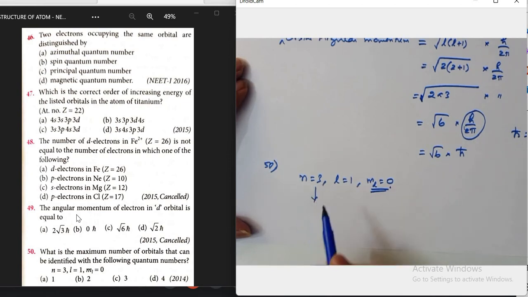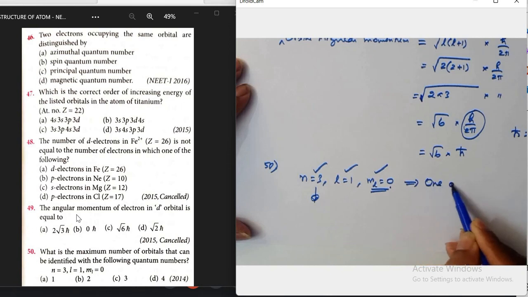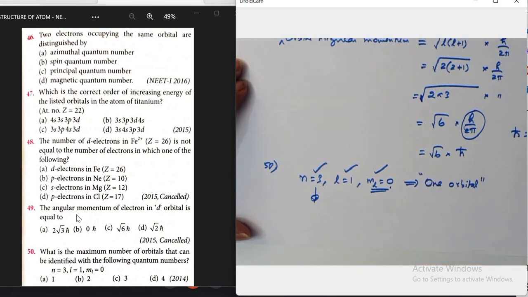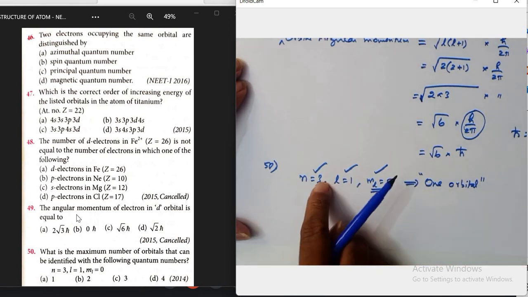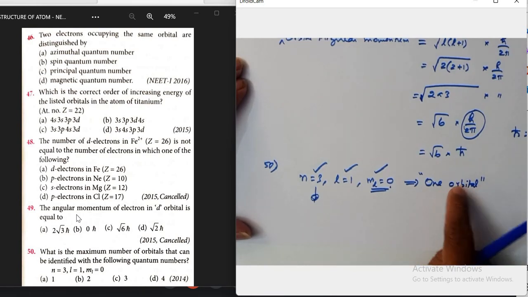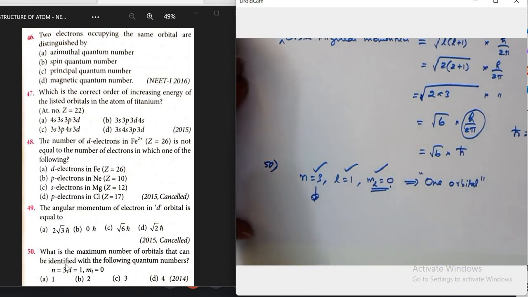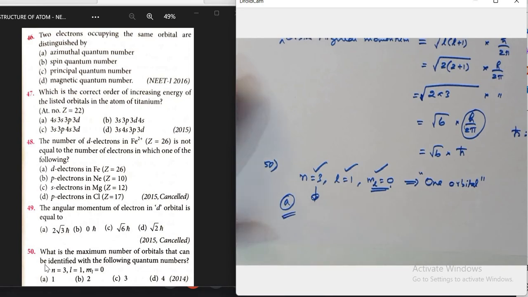Observe this carefully, students. If N, L, M are given, then it corresponds to one orbital. Very simple. For one particular orbital, the N value, L value and M value are fixed numbers. You know very well, to designate an orbital, you require 3 quantum numbers. If 3 quantum number values are given, it corresponds to one particular orbital. So the question is, what is the maximum number of orbitals they are asking? If N, L, M values are fixed, it corresponds to only one orbital. So the correct option is A. So the number of orbitals is just 1.